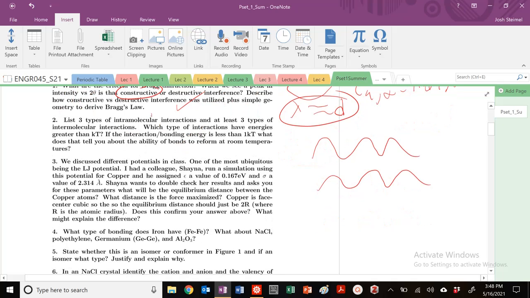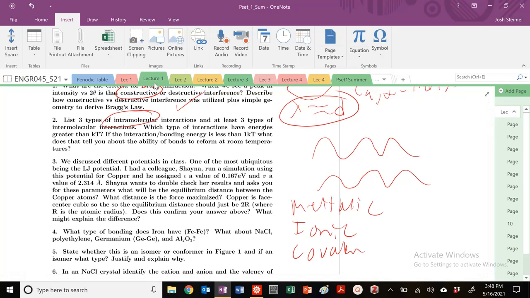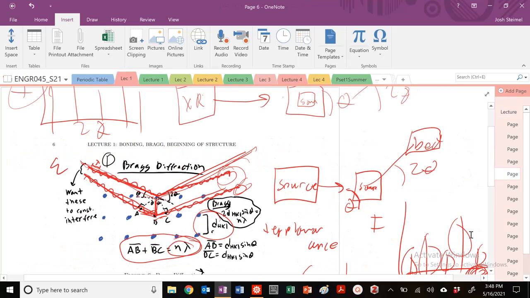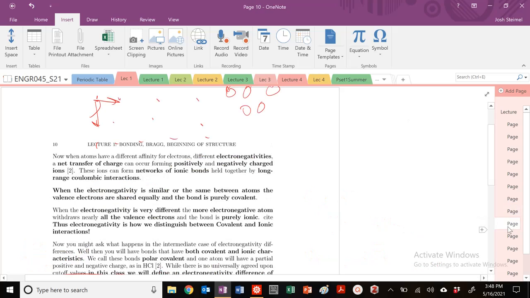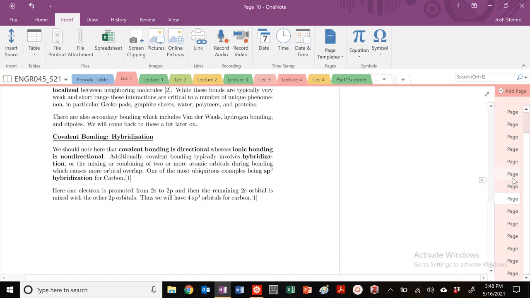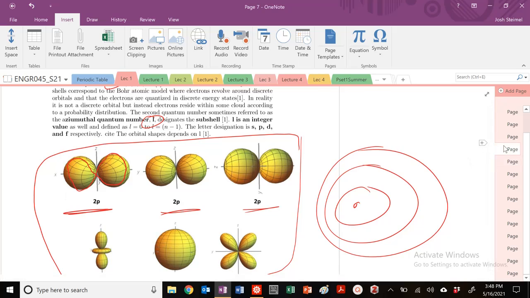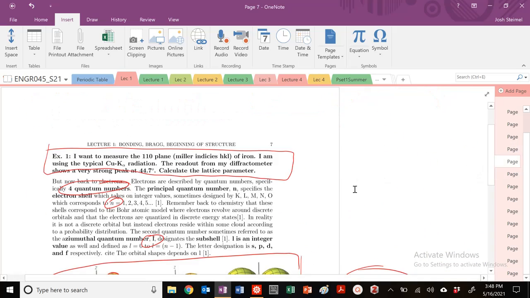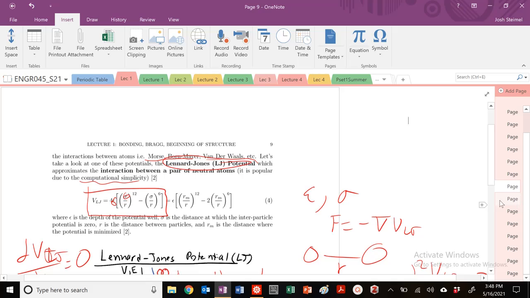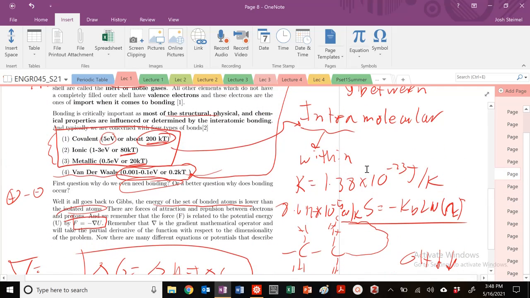List 3 types of intramolecular interactions. Those can be metallic, ionic, or covalent. And remember, these are all above essentially a kT. If we go back into our lecture notes and look at the intramolecular interactions, these are all our intramolecular interactions: covalent, 200 kT, ionic, 80 kT, metallic, 20 kT.